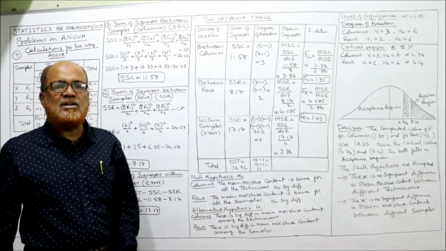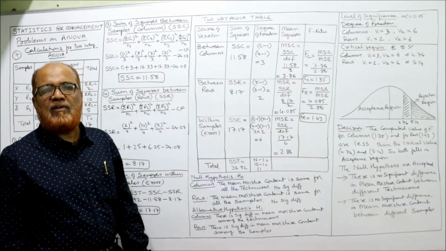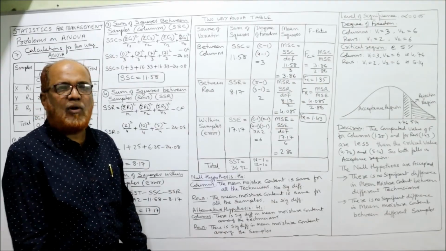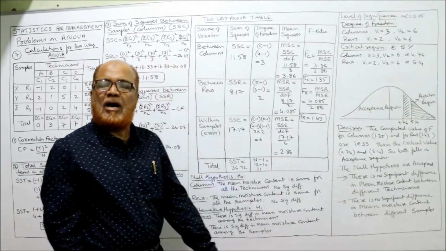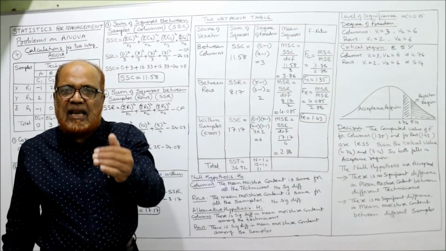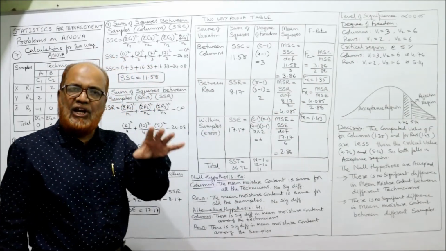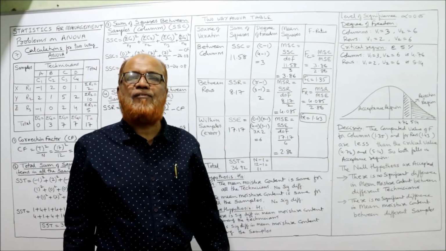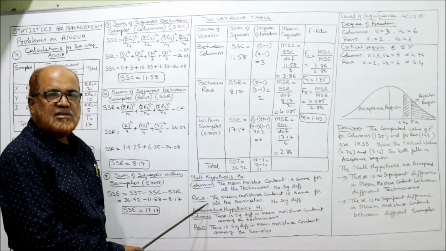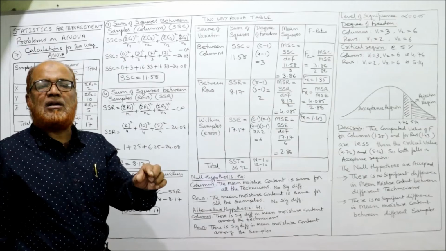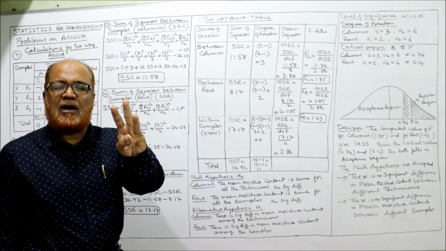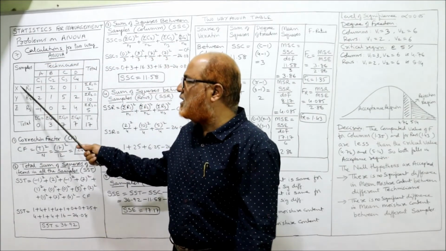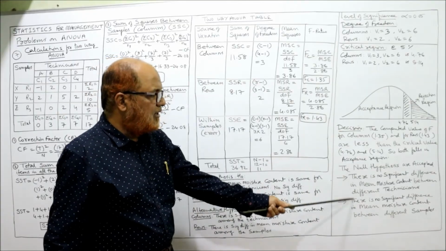That is the first comment. The second comment is regarding rows. The computed value of F for rows is 1.43. The critical value of F for rows is 5.14. Again, you can see 1.43 is less than 5.14, so it falls in the acceptance region. That means the null hypothesis is accepted for rows. The null hypothesis here is that the mean moisture content found in the 3 samples is the same. So there is no significant difference in the moisture content found in the 3 samples. That's what I have written here.